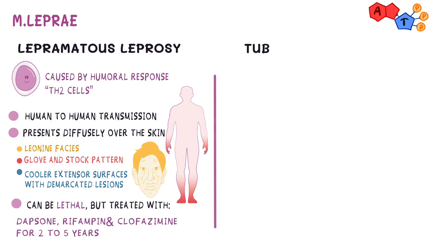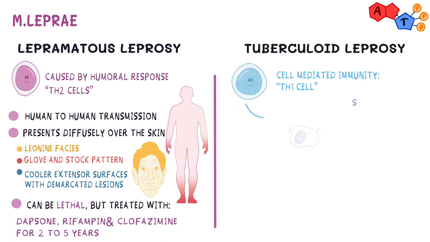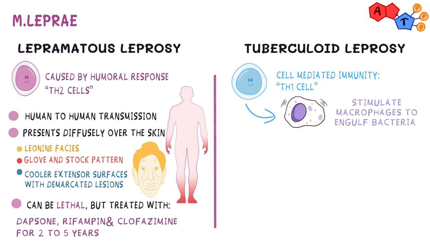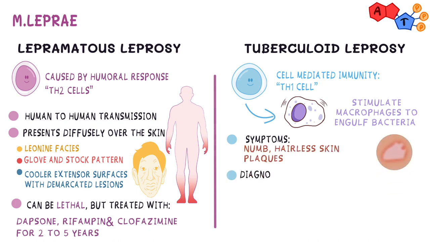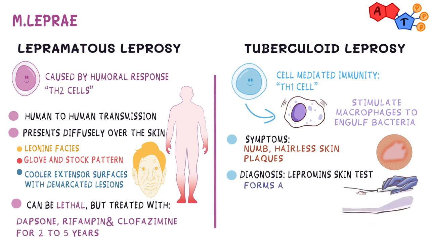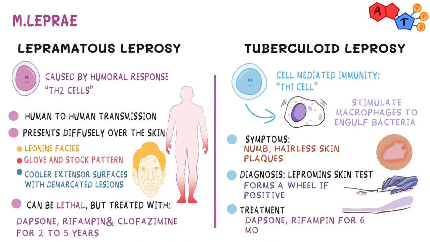On the other hand, tuberculoid leprosy happens because of Th1 cells that stimulate macrophages to engulf bacteria in a cell-mediated immunity. This form has mild symptoms and is limited to a few numb hairless skin plaques. A lepromin skin test can be used as a diagnostic tool in this form. It tests for an immune reaction similar to TB and will form a wheal if positive. It's treated using dapsone and rifampin, which are given for 6 months.